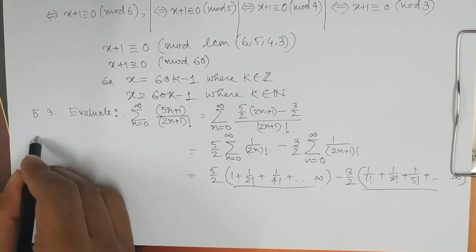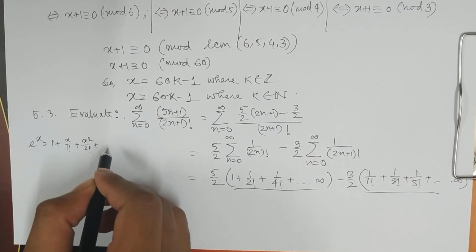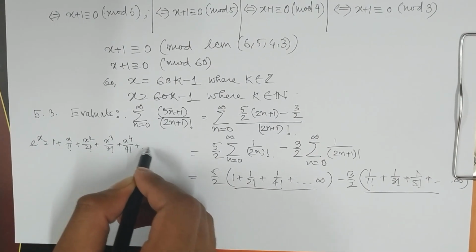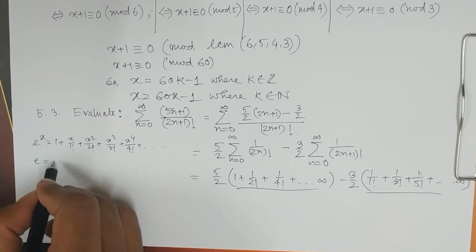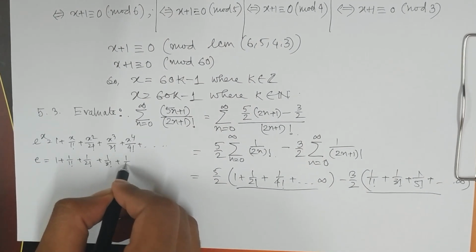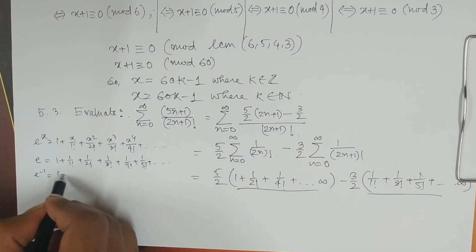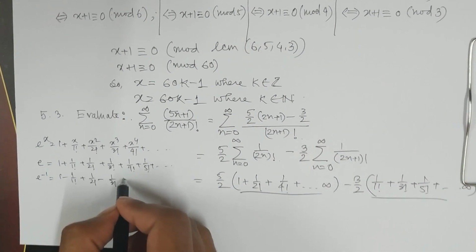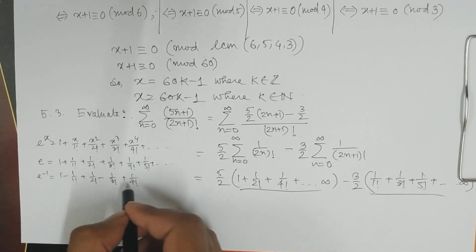We know that e to the power x is basically 1 plus x by 1 factorial plus x square by 2 factorial, x cube by 3 factorial, like this. And we first put x equal to 1, and next we put x equal to minus 1. So we get the coefficients of odd factorials with minus.